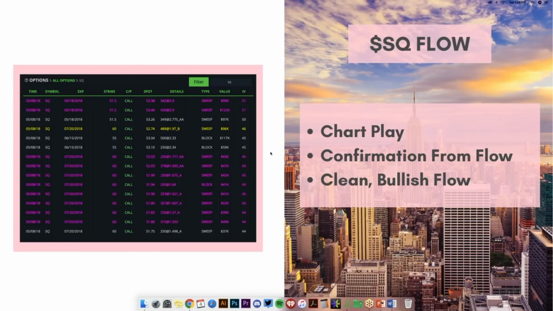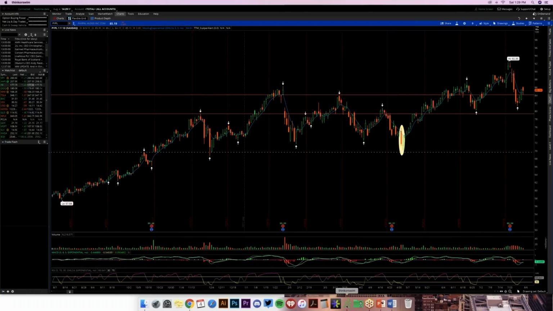Another example of what we like to call clean flow is Square. And this was also beginning of May. So on May 8th, we started seeing magenta again, blocks and sweeps coming through where now OI has been exceeded, coming in ask side and then above the ask. Now, for myself, I was actually watching for an entry on Square.